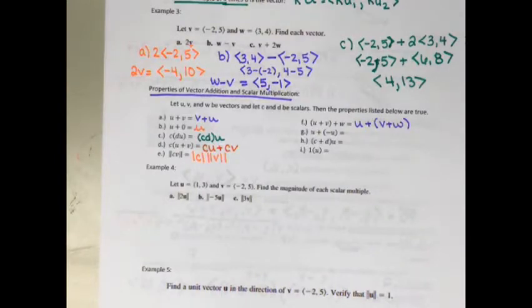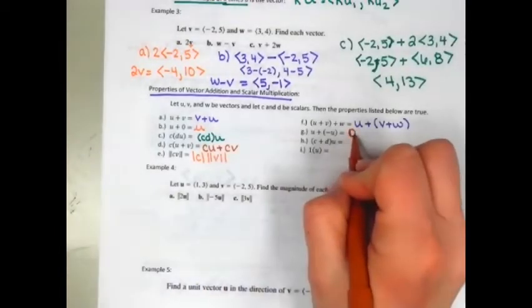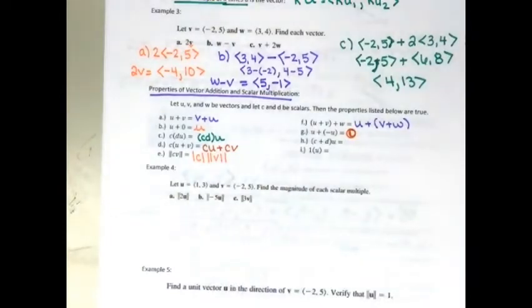Ooh, u plus negative u equals 1. Or u plus negative u equals what? 0. Equals 0. What property is that? Starts with an I. It's not identity because you get back to your original. It's the inverse property. It's okay if you didn't know that.